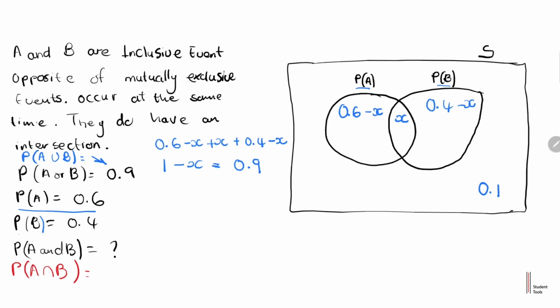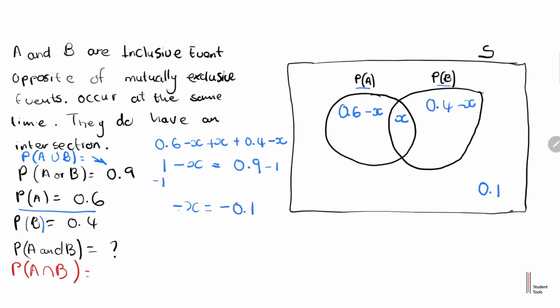Because the probability of A union B is equal to 0.9. To get this intersection, we have to get X. So we have to make X the subject. To do that, we will have to take 1 from the left-hand side to the right-hand side. So how are we going to do that? We will subtract 1, and also subtract 1 on the right-hand side because we did that on the left side as well. So that means minus X will be equal to 0.9 minus 1. So what is that? That is negative 0.1.